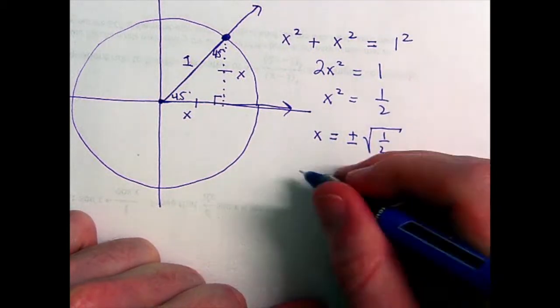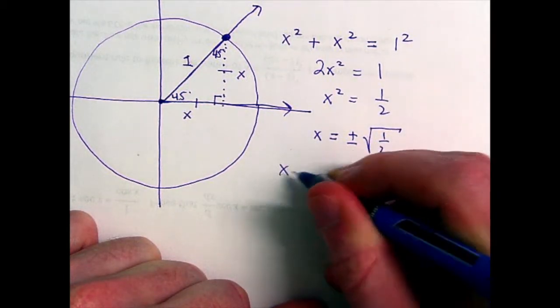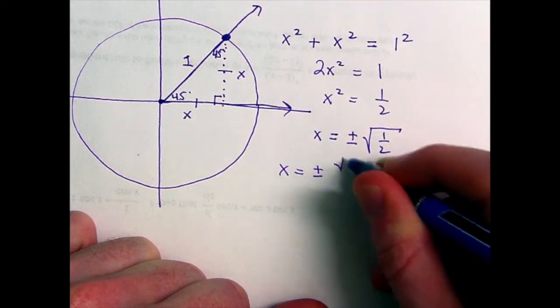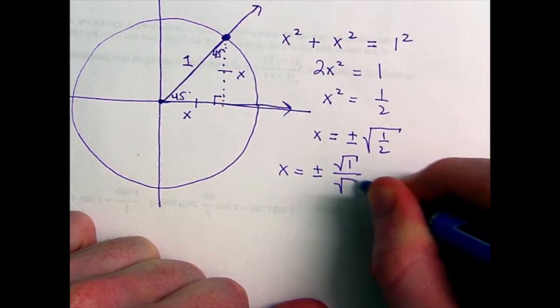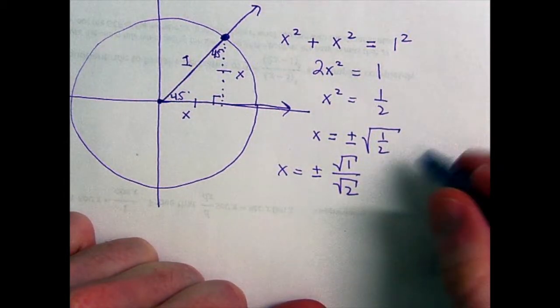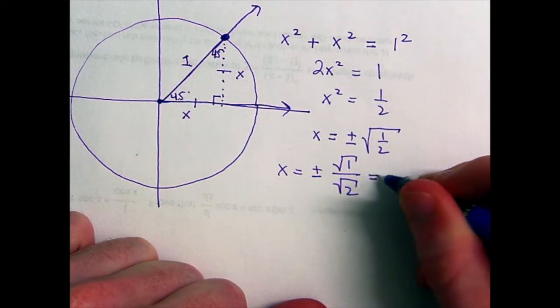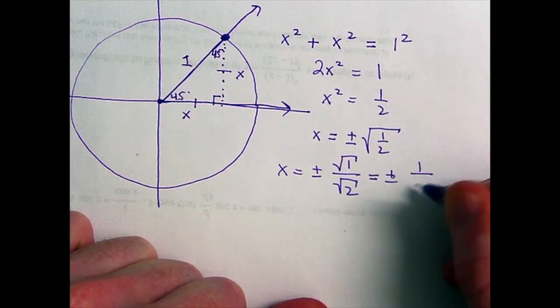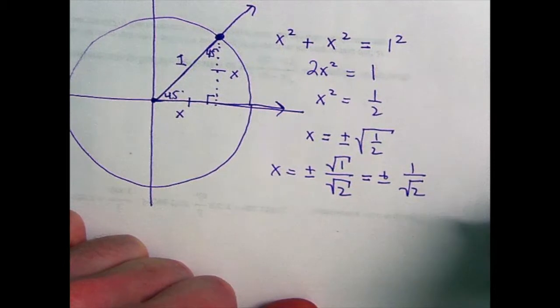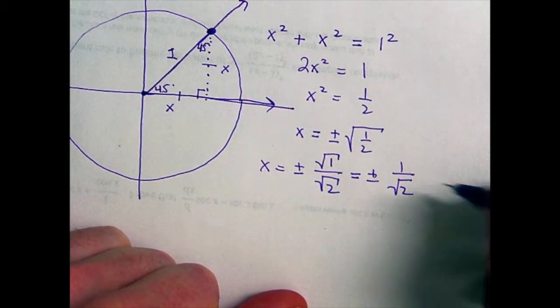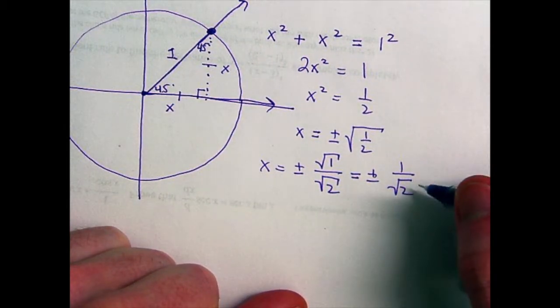Now, if you remember our exponents and logarithms unit, you might remember how to simplify an expression like that. Taking the square root of a fraction really means you just take the square root of the top and the bottom of the fraction. But then, of course, the numerator, root 1, is really just 1. So we have plus or minus 1 over root 2. And then I would argue that this expression is still not simplified because we have a root in the denominator.